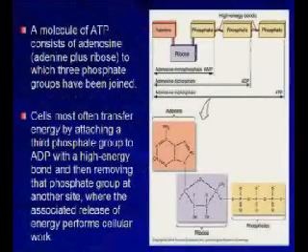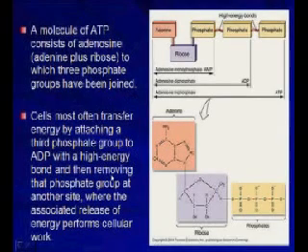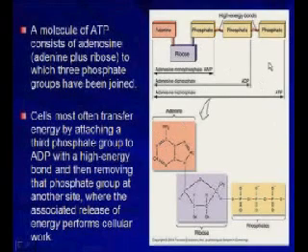A molecule of ATP consists of adenosine, adenine plus ribose, to which three phosphate groups have been joined. Cells most often transfer energy by attaching a third phosphate group to ADP, creating a high-energy bond, and then removing that phosphate group at another site where the associated release of energy performs cellular work. The illustration here typifies that, with adenine combining with ribose and phosphate, and you see recurrent phosphorylations occur leading to ATP.